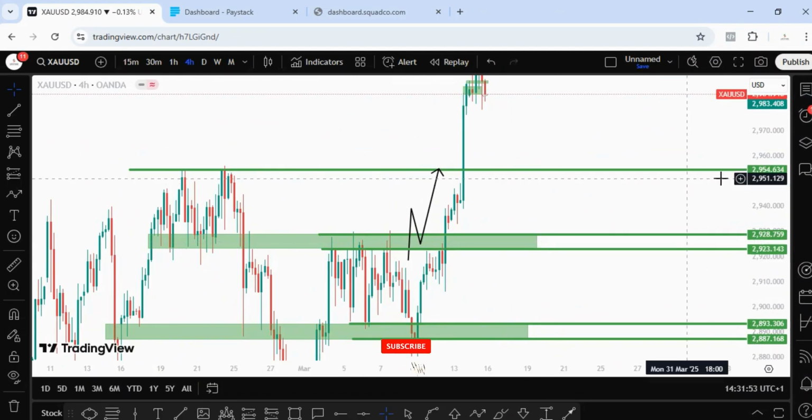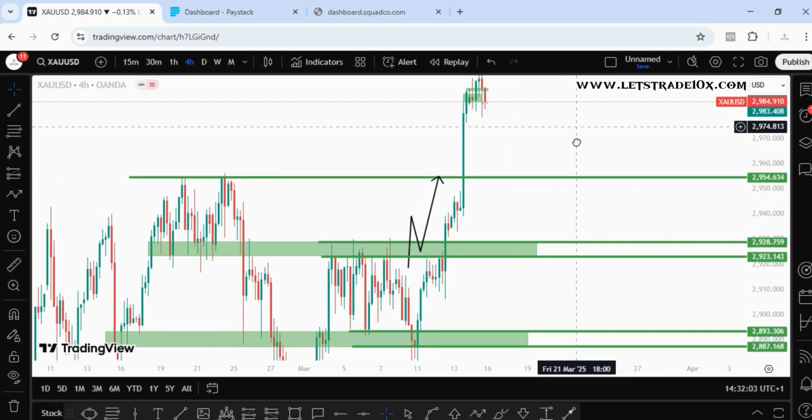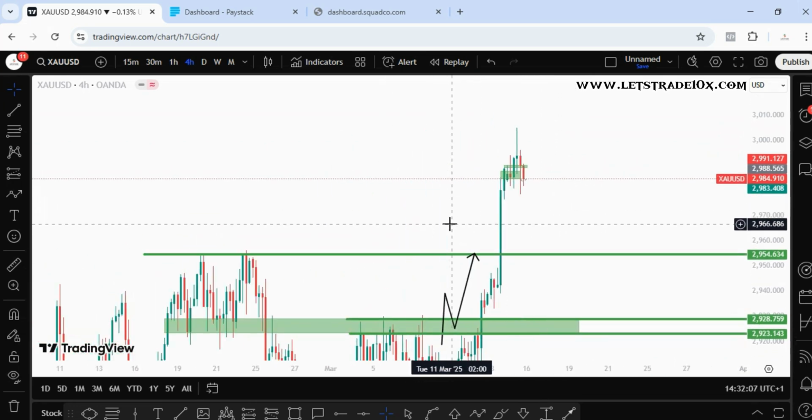Welcome back, guys. So you can see how gold came into our target from last week, which is 2,954.634. All right, and price actually blasted above it, right? So going into next week, what do we expect?